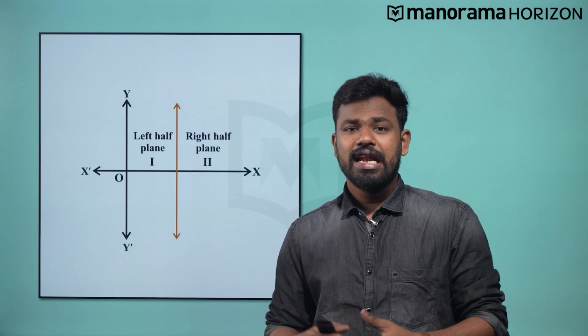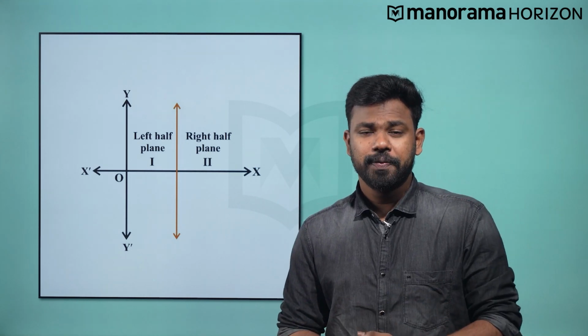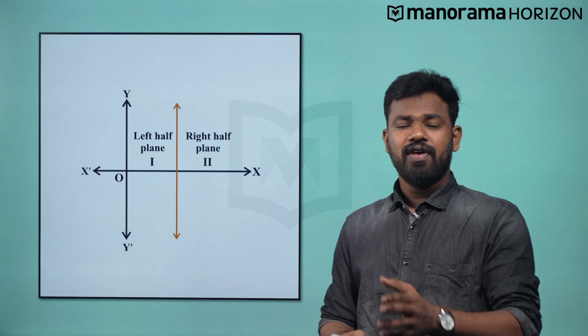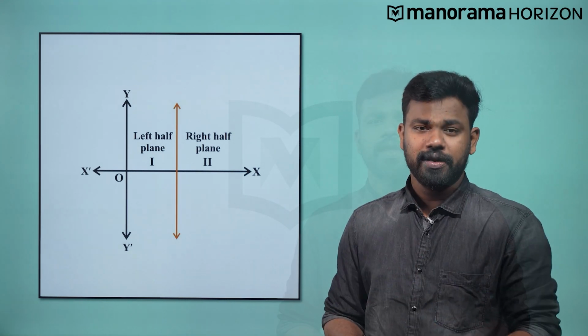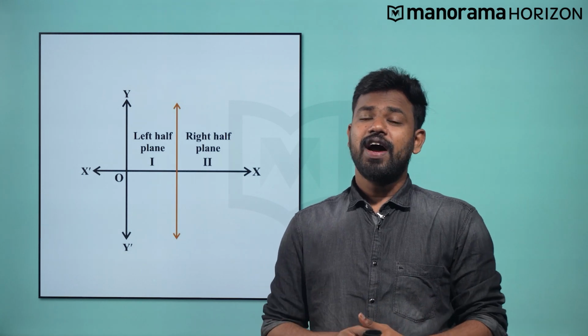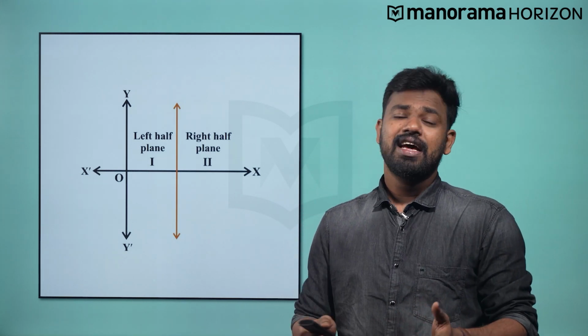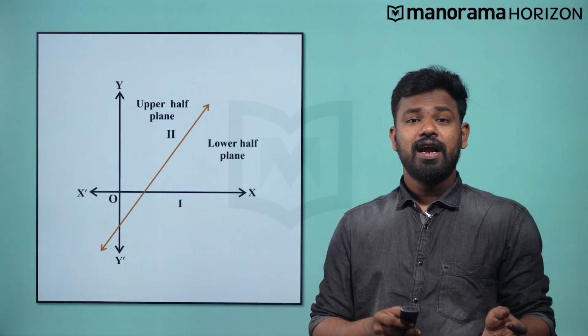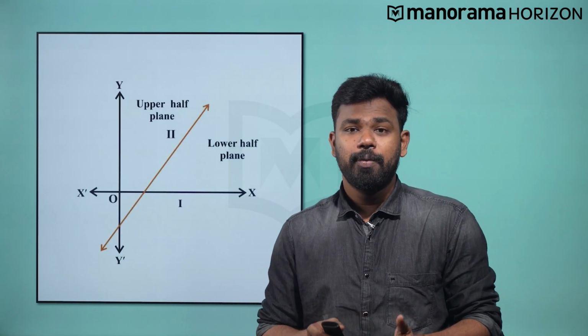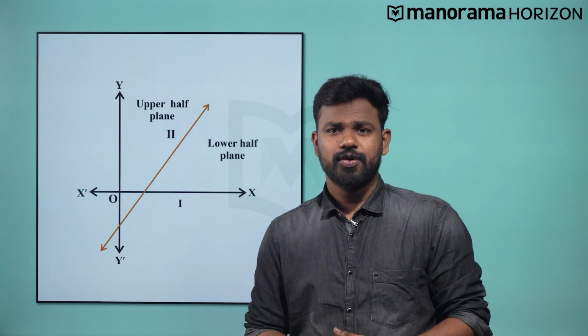To understand this, let us discuss a concept of half plane. Consider a line that divides the Cartesian plane into two parts. Each part is known as a half plane. If a line is vertical, then it will divide the plane into left and right half planes, and a non-vertical line will divide the plane into lower and upper half planes. Hope this is clear to everyone.